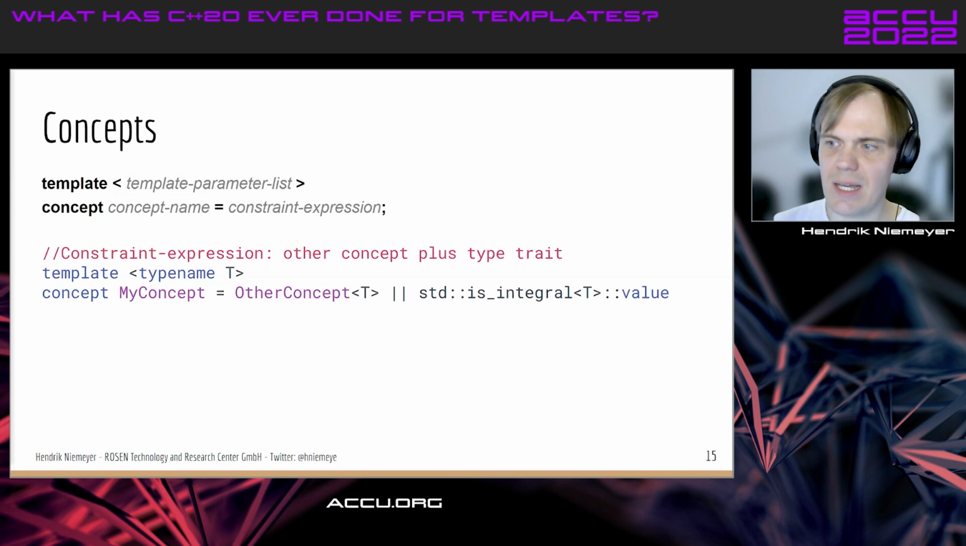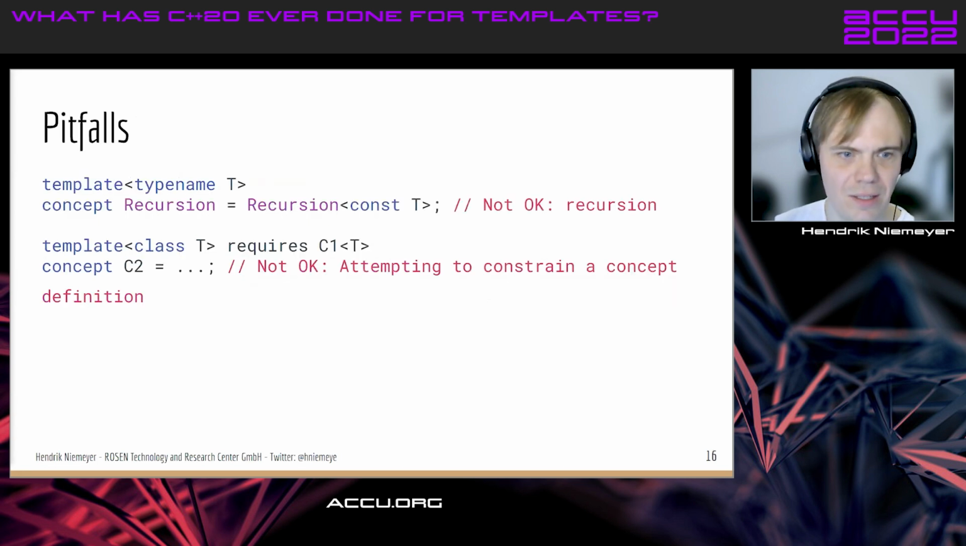So here in this example on the slide, we have a template typename T concept. We call it my_concept, and it's equal to other_concept of T or a type trait, std::is_integral<T>::value. This is an example of something we could do to write our own concept here. And with writing our own concepts, there are usually only two things we are not allowed to do, which I would call pitfalls.